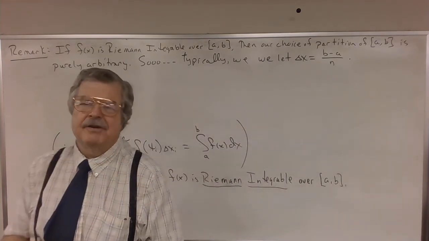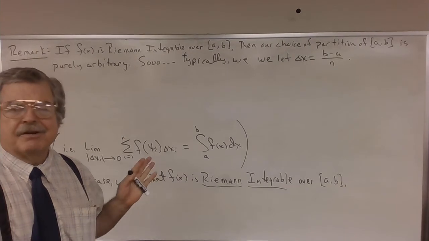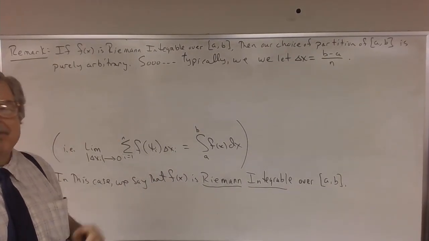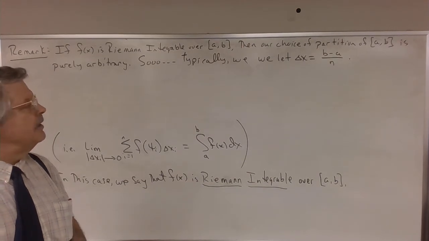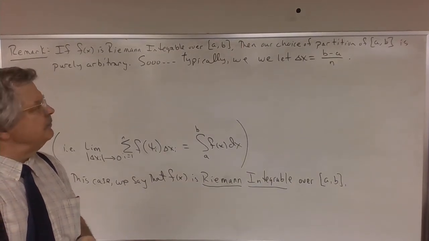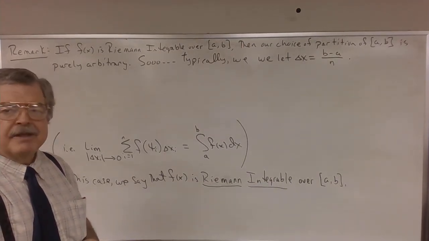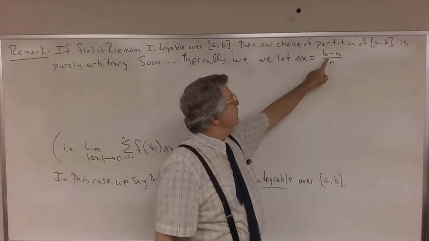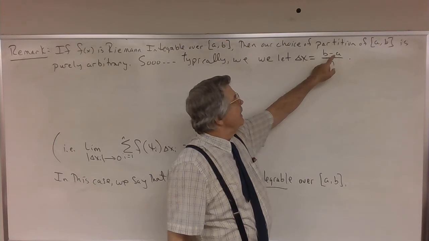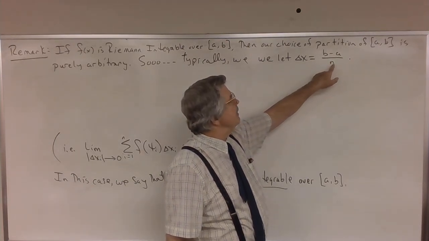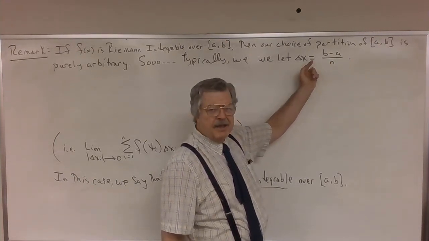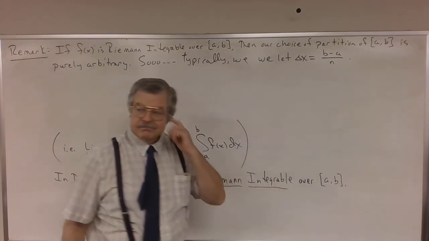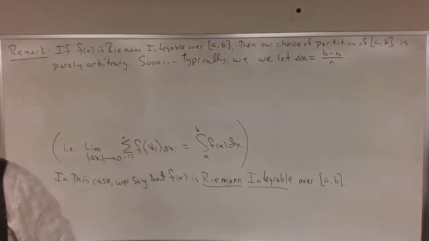If the function is Riemann integrable, then it doesn't matter what partition we use. So why don't we just use the partition that's going to make things easiest for us? We'll just take the interval from a to b and divide it into n subintervals of equal length. Each of those subintervals will have length delta x. And that's typically what we do.